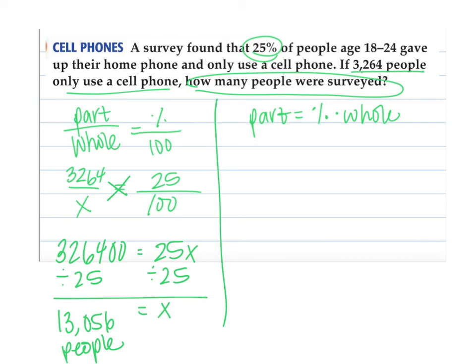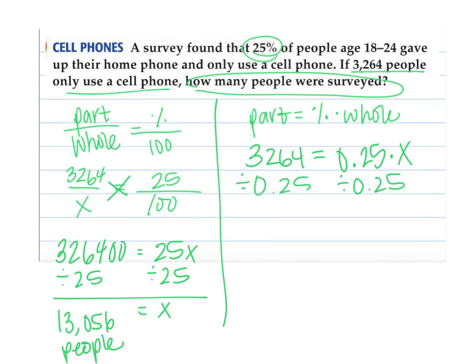Or using the percent equation, the 3,264 is the part of the people that were surveyed. 25%, written as a decimal, times the whole. That's what we're trying to figure out. Divide both sides by 0.25. 3264 divided by 0.25 is 13,056 people. Okay. And it makes sense that our answer is larger.